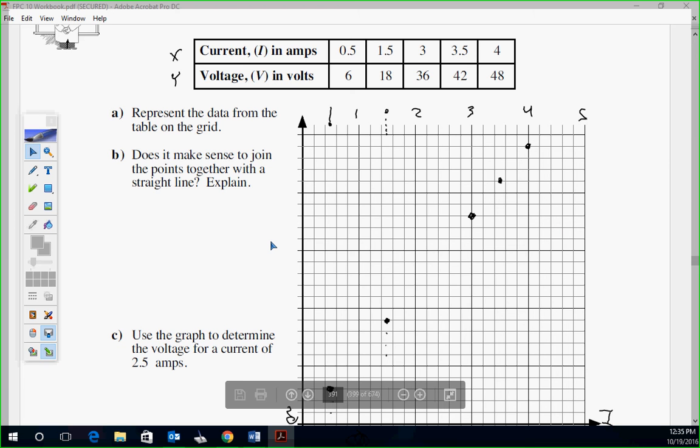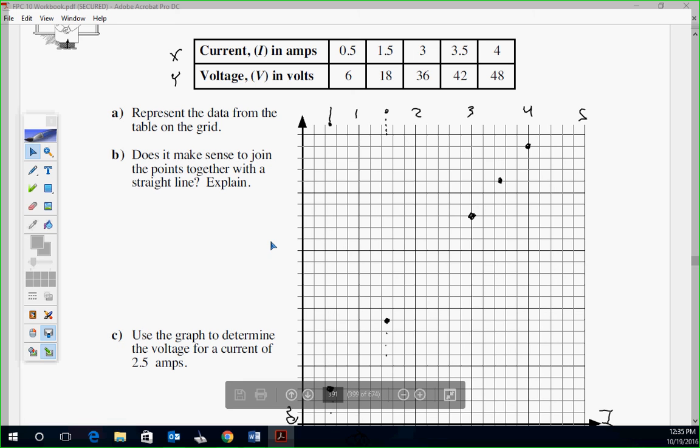That'd be your line. And it says, does it make sense to join the points together with a straight line? Well, can you? Yeah, because you could have decimal current. Current's not a whole thing. What's whole versus what's not whole? Current and voltage, all those things can have decimal outputs. But if we were counting shoes, we're not going to have decimal shoes, right? We're not going to have 0.2 of a shoe. So there are certain things where you can have whole numbers and connect the line, and certain things you can't. This is one where you can.